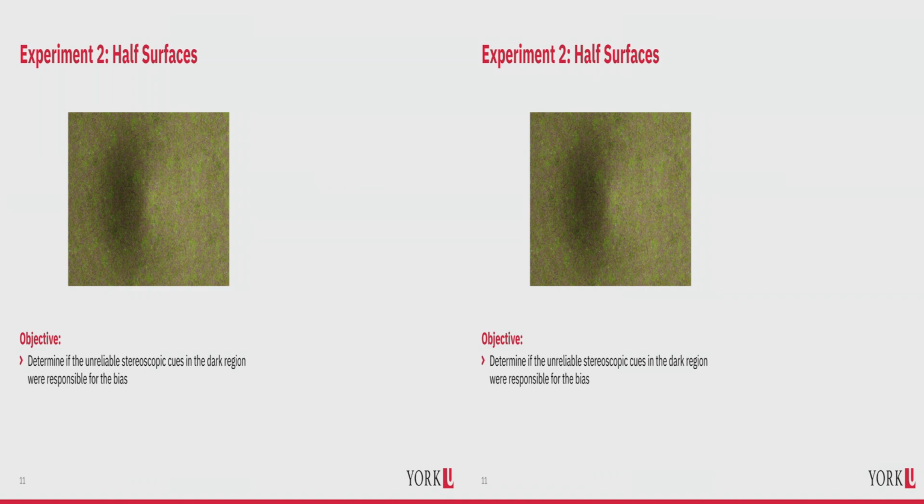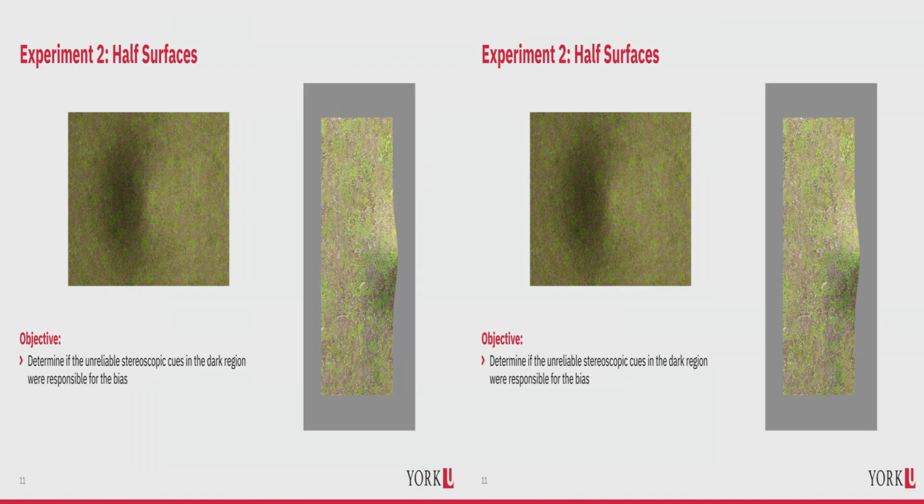And if you're reducing the visibility of the texture, you might also be degrading the stereo information as well. So the objective for our next study was to determine if these unreliable stereoscopic cues in this darkened region were actually responsible for this bias. To evaluate this possibility, we designed a terrain feature that removed half the cues by eliminating half the surface.